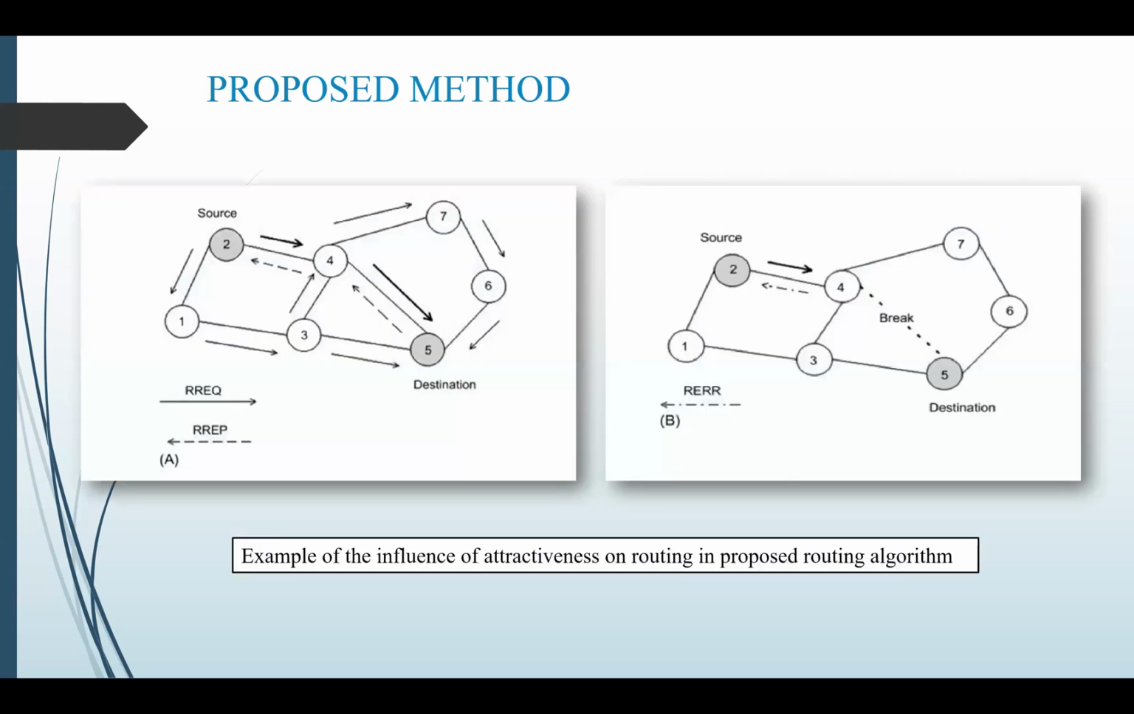As we can see here, starting from source node 2 to destination 5, it will take the path through 4 and directly to 5. After the break happens, it will send a route request, then the reply comes back from destination 5, and it will take another path. Since there is a break, it will take 2 to 4 to 7 to 6 to 5.